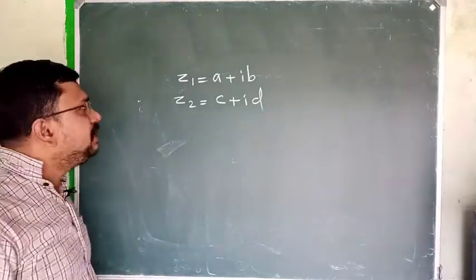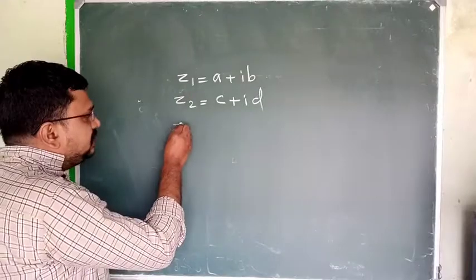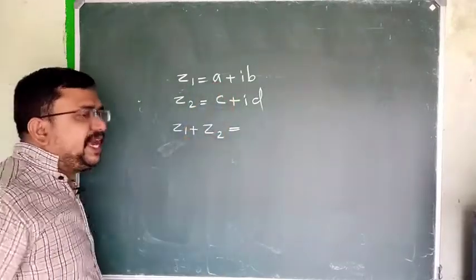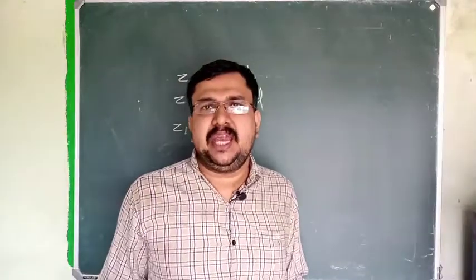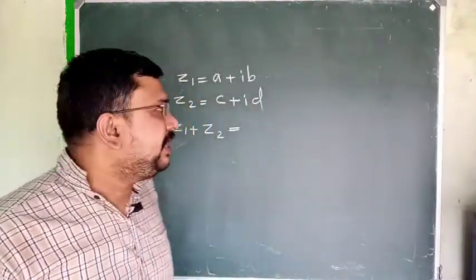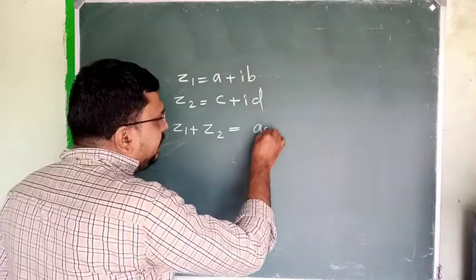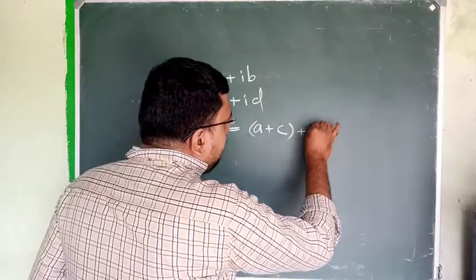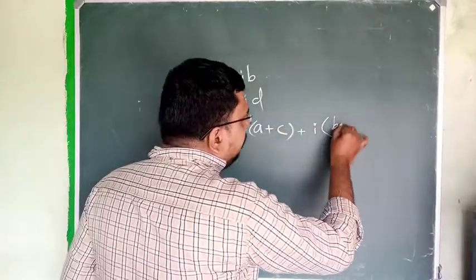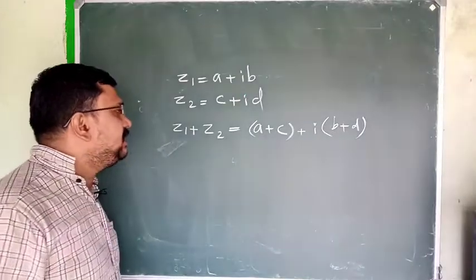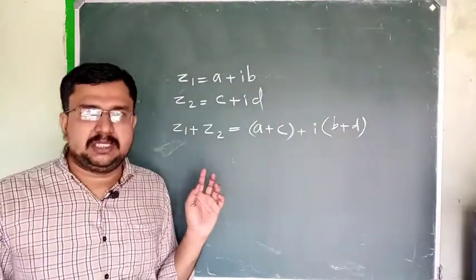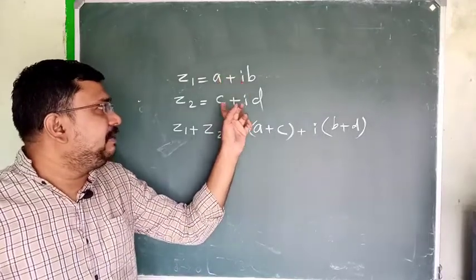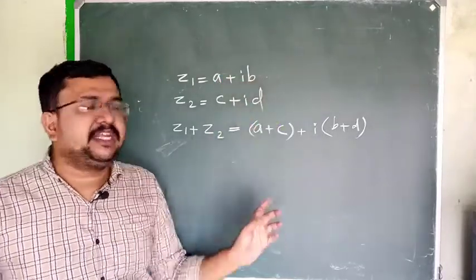Then the sum of two complex numbers z1 plus z2 is equal to, we can add the real parts and we can add the imaginary parts. Therefore, it is equal to a plus c plus i into b plus d. Okay, this is the addition of two complex numbers. How to add two complex numbers? Just add the real part and add the imaginary part.